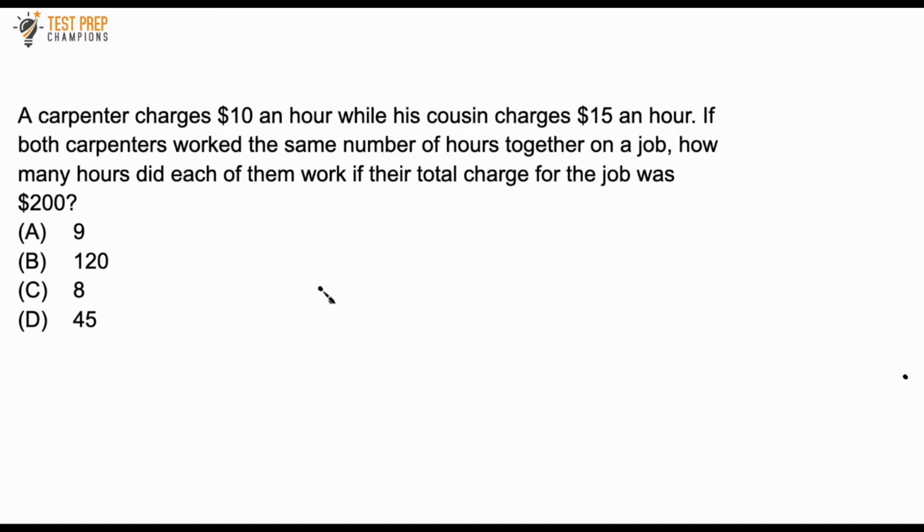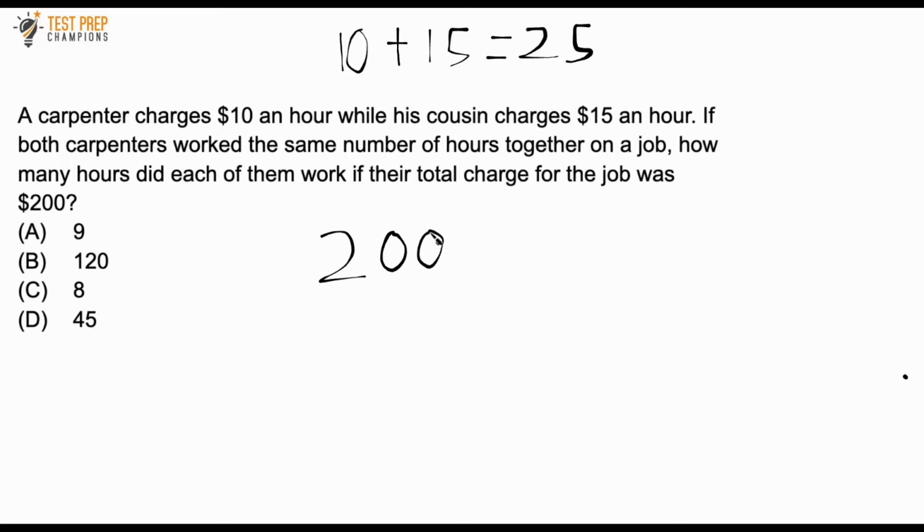So the first thing that I want you to see here is that the carpenters are charging the sum of the hourly rates. So we would do 10 plus 15, which equals 25, and we know that they're going to be charging 25 an hour. And we know that the total charge for the job was 200. So the way to get the right answer here is to do 200 divided by 25.